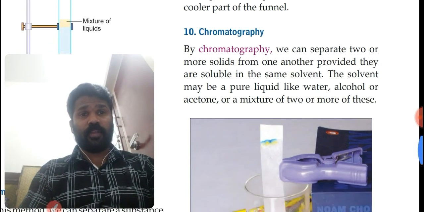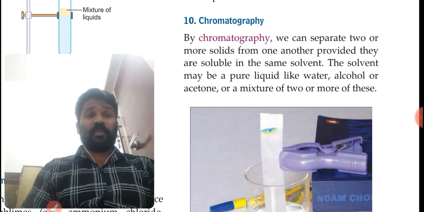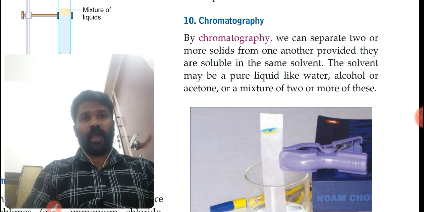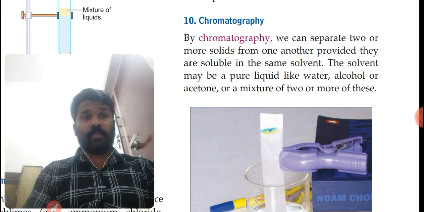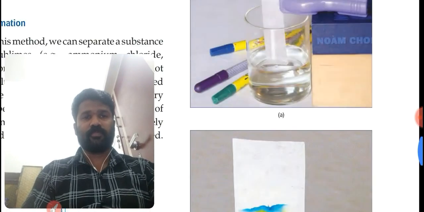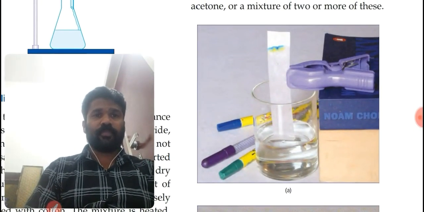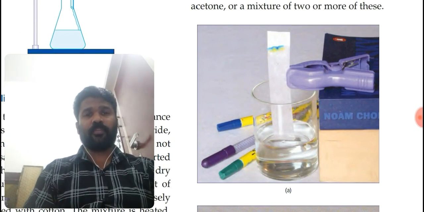Now, another method is chromatography. This method is new for you. By chromatography, we can separate two or more solids from one another, provided they are soluble in the same solvent. The solvent may be a pure liquid like water, alcohol or acetone, or a mixture of two or more of these. Okay, students, here you can see one diagram. It is a filter paper.